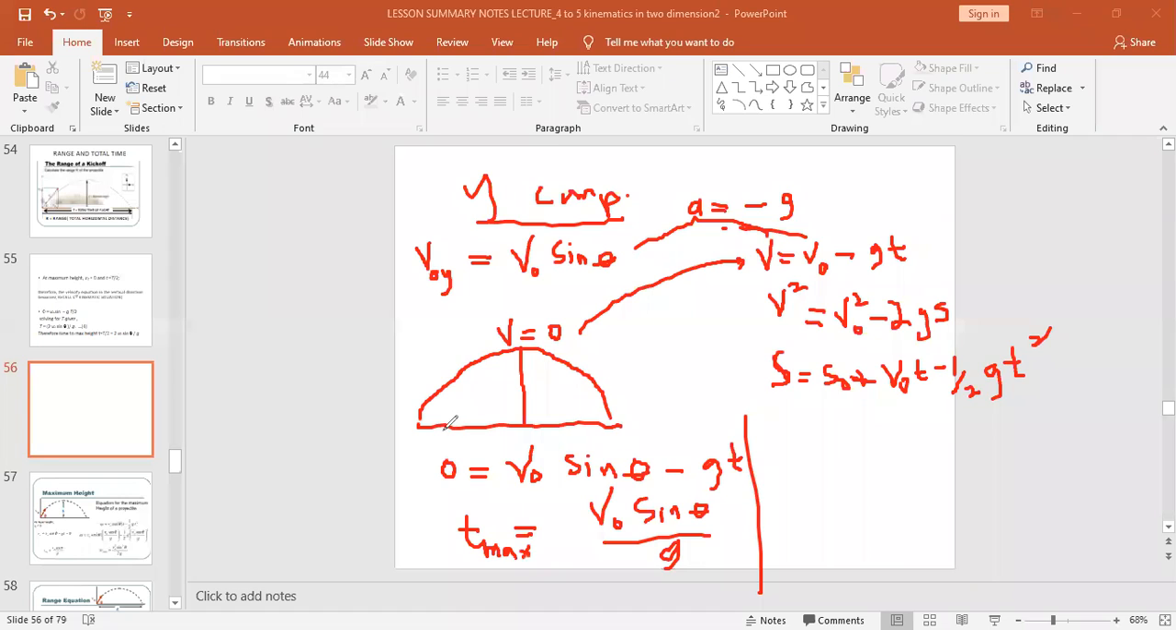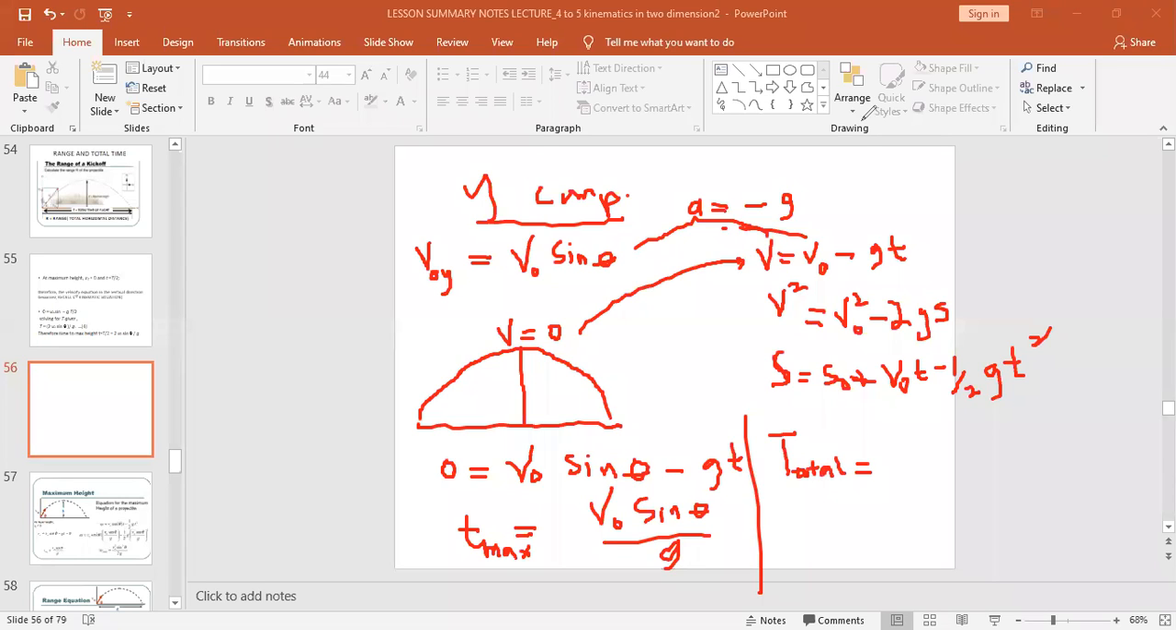So this is our first formula, the time to maximum height. The next easiest thing we can find will be the time to total flight, which will be 2 times the time to maximum height. So that will be capital T, total time. Or let me make it easier for you, we can make it T total.